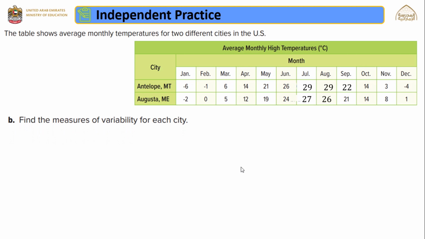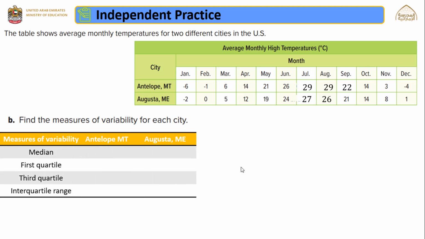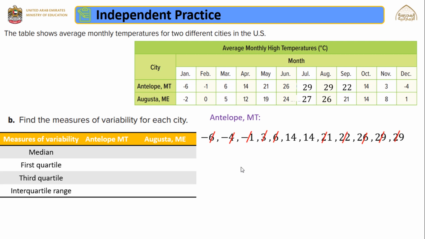B. Find the measure of variability for each city. We will find the median, the first quartile, the third quartile, and the interquartile range for each city. We'll start with Antelope, Montana, ordering the data from least to greatest to find the median, canceling from right and left. We end up with two values in the middle, so the median is the mean of these two values.